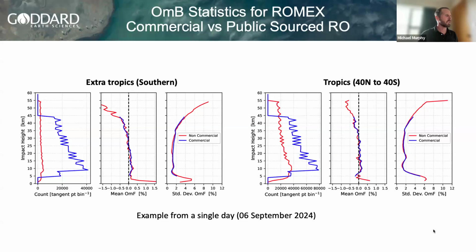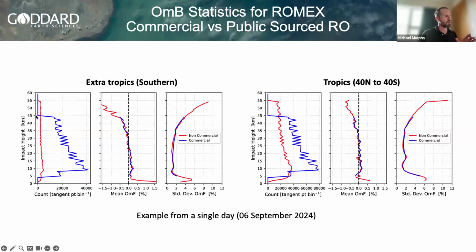So just looking at the innovations here, the O-B statistics, I'm just plotting. So yeah, this is the count on the left. You can see the difference in count between commercial in blue and non-commercial missions, public missions in red. So many more occultations. You can see the cutoffs that we were talking about caused by the QC method.